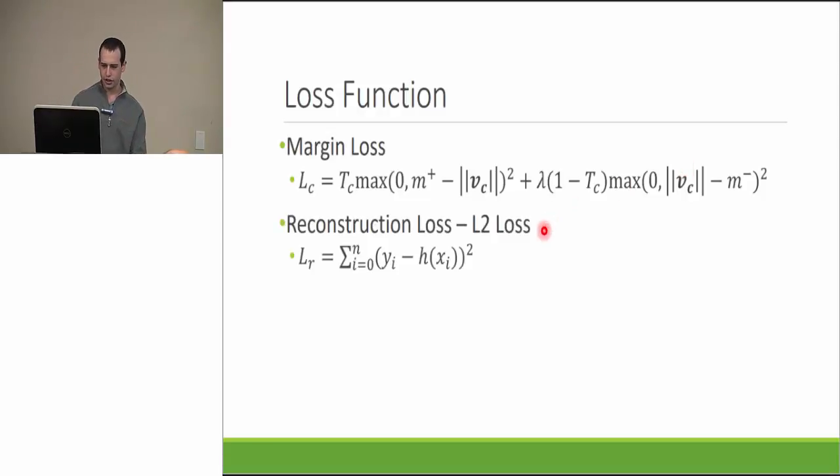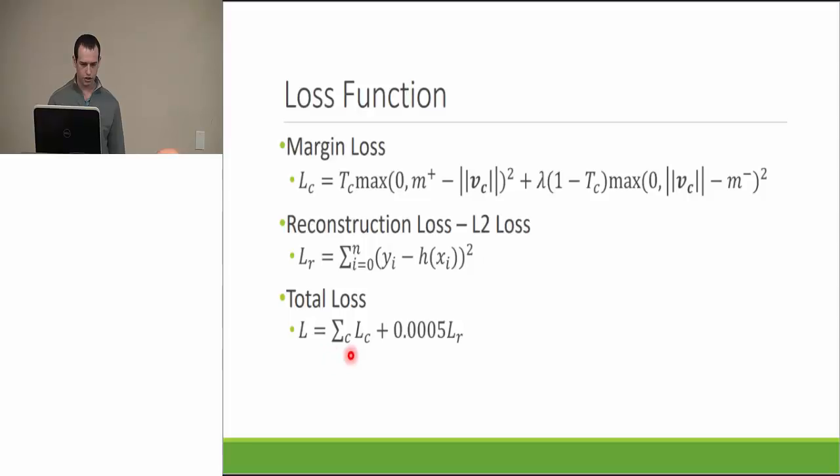Then they also have the reconstruction loss. This is mainly used for regularization and to make sure that each of the digit caps has meaningful information. YI is the MNIST input image, and XI is just the reconstruction. This is the normal L2 loss, and then the total loss is the sum of all the margin losses for each digit, plus the scaled down regularization reconstruction loss, because they scale it down so that it doesn't dominate the margin loss term.